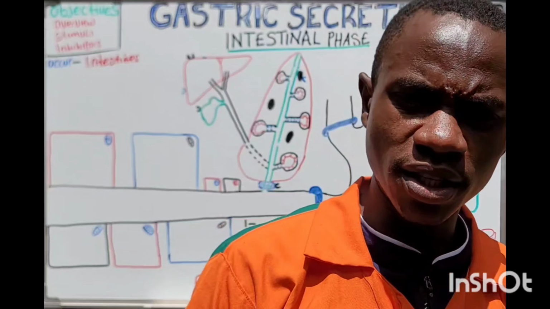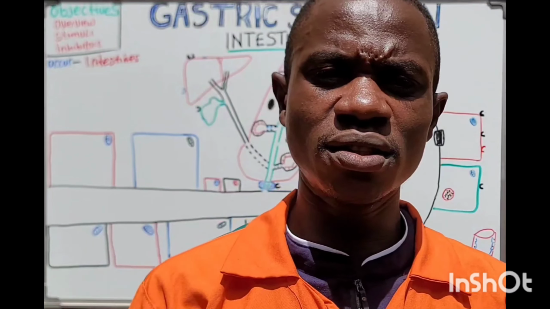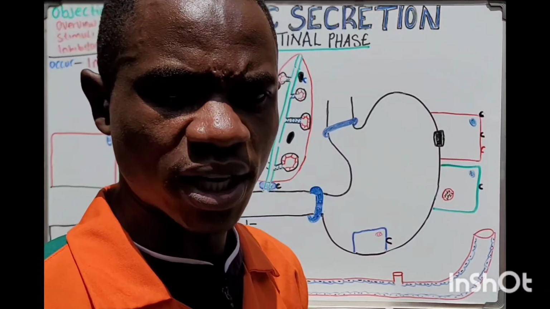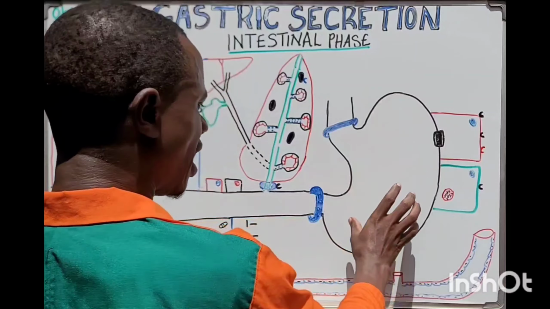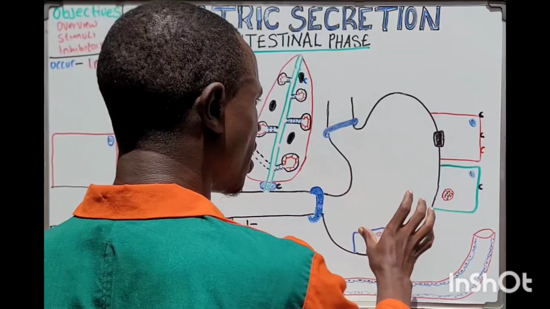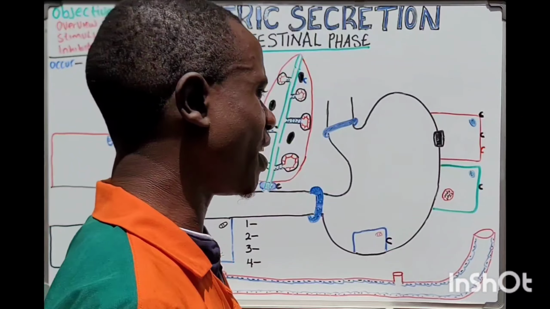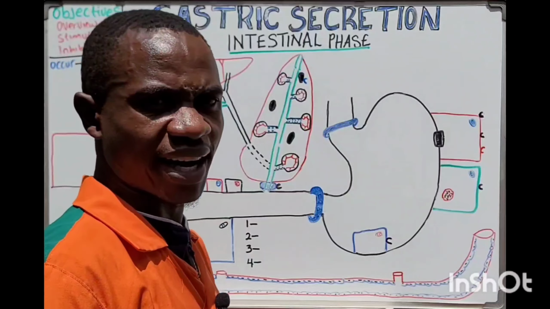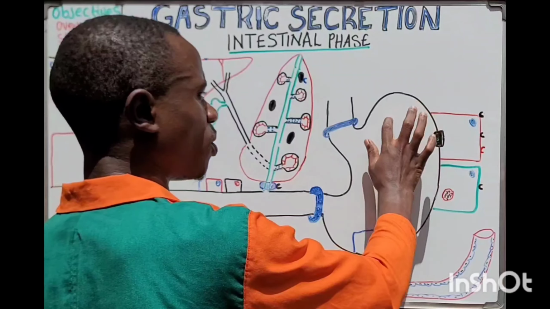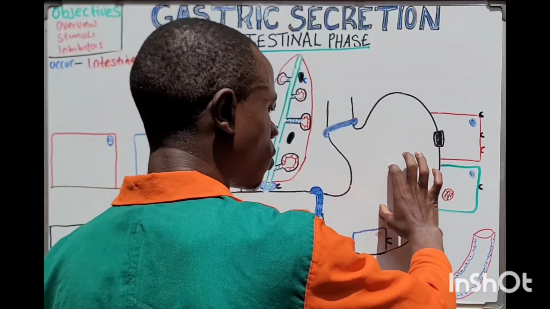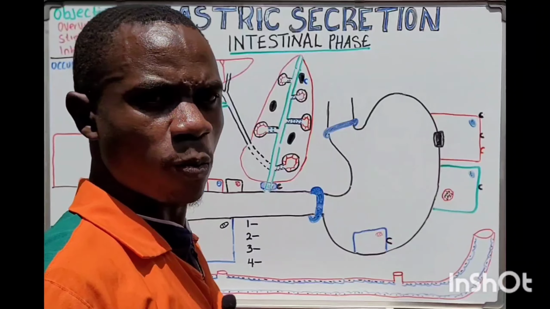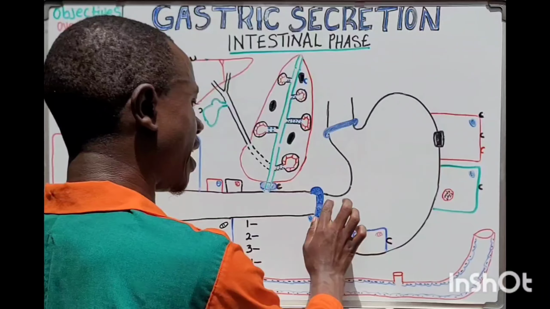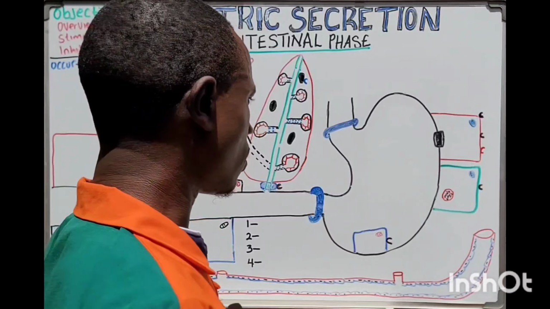Now, we need to first understand how this food is going to leave the stomach to go into the intestine for the intestinal phase to start. This is our diagrammatic illustration of the stomach, and of course, the stomach has different areas. This area here is the cardia, which has a sphincter, which we call the cardiac sphincter. Then we also have the fundus. Then we also have the body of the stomach, which some other people call the corpus. Then we also have the pyloric antrum. And then finally we have the pyloric canal. Those are the regions of the stomach.